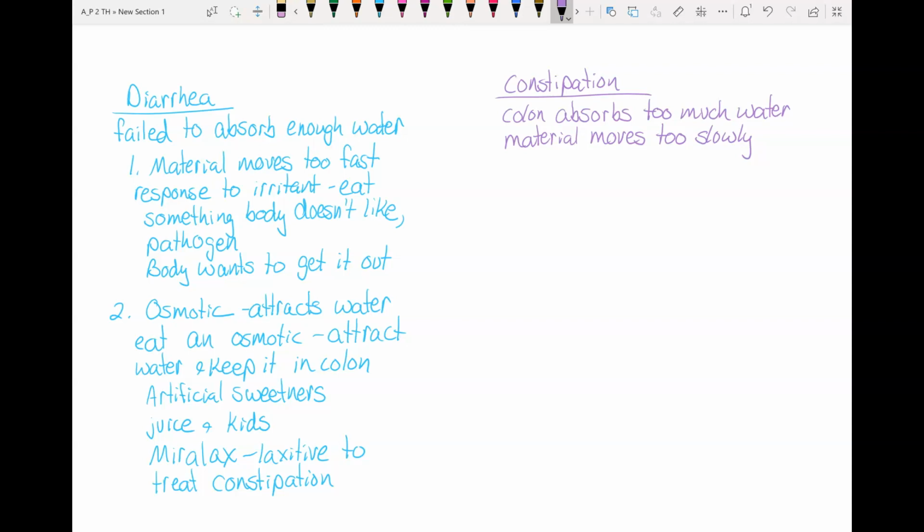This is typically due to a lack of fiber. So if you don't have fiber, there's nothing for the colon to push against to make the material move. So it tends to just sit there, and as it sits, you keep absorbing more water. This produces a stool that is dry and hard. And then you kind of get into this downward spiral, this positive feedback effect. Because the stool is dry and hard, it is painful to pass.